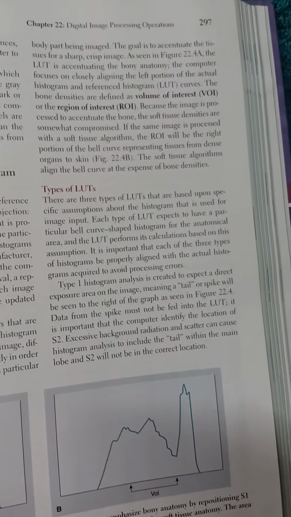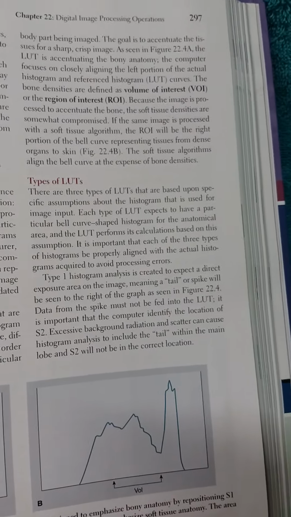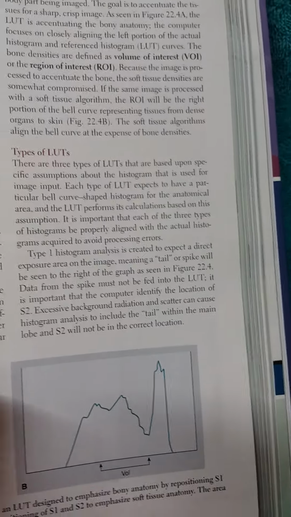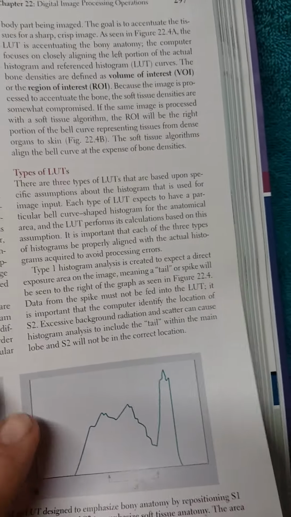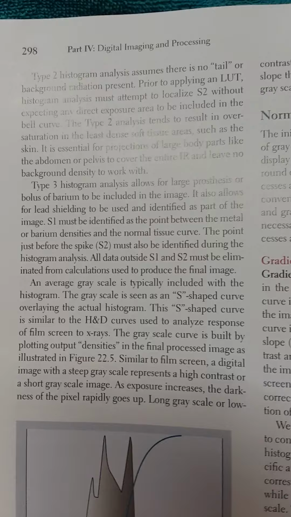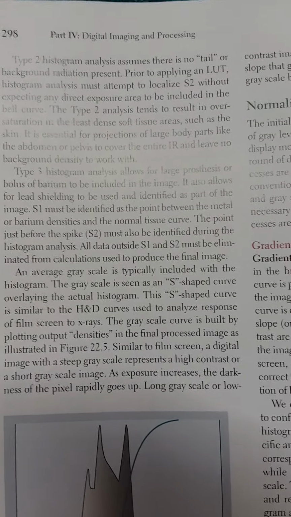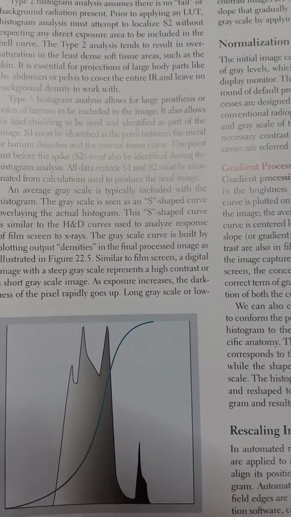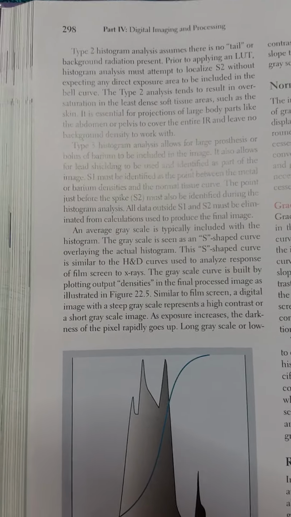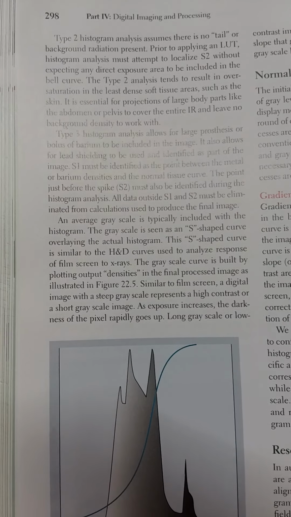There are two basic types of lookup tables. One is called type 1, and then on the next page they talk about type 2 and also type 3. I'm going to let you read the rest of that and look at it for yourself. I don't think it's significant enough or important enough to spend any time explaining.